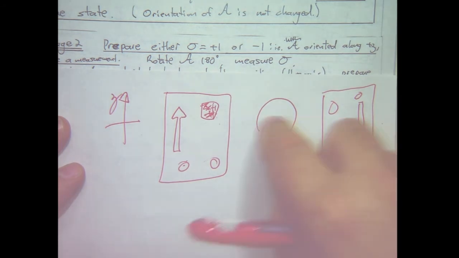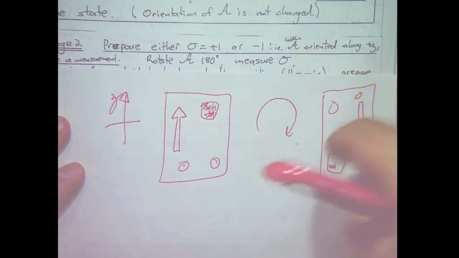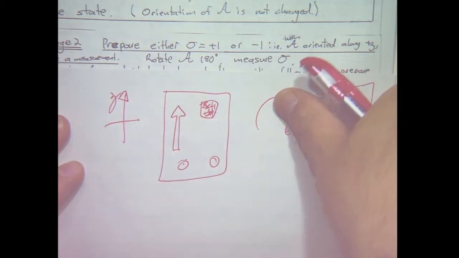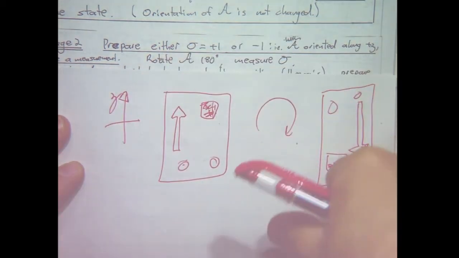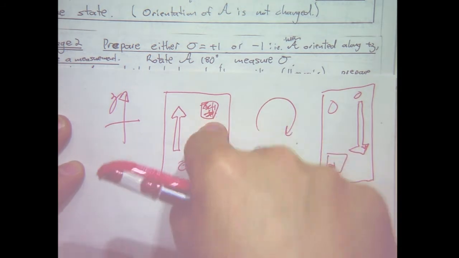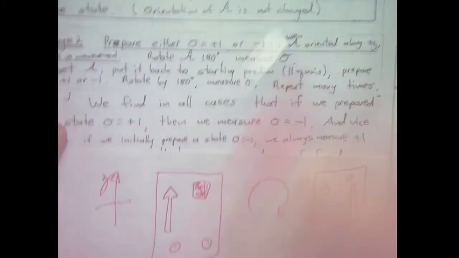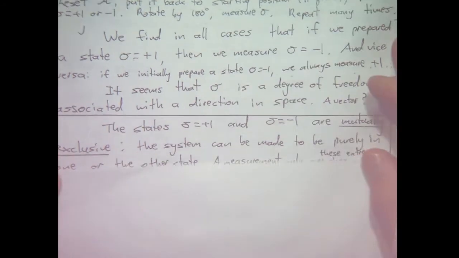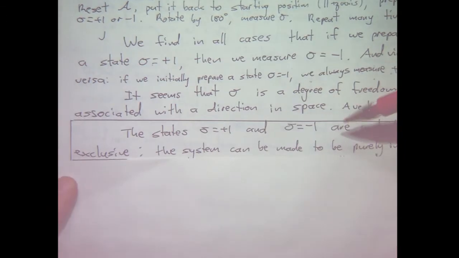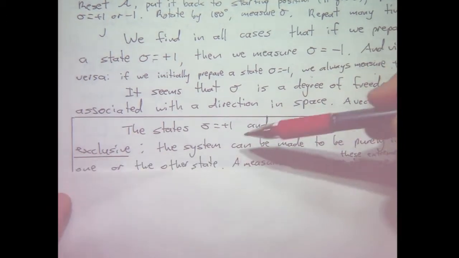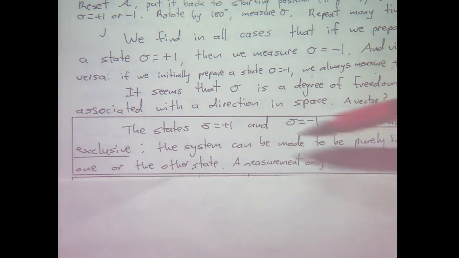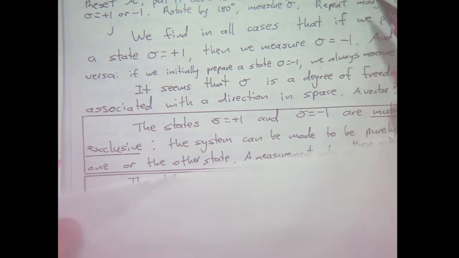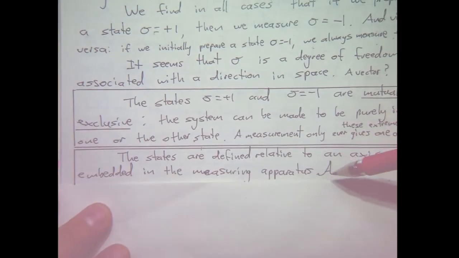Okay. And now, the sequence would be measure, turn, measure, get something, reset, put it back up that way, prepare it again, turn it around, measure. Prepare it again, turn it around, measure. Okay? That's the sequence. So after each measurement, you prepare it. Right. So it certainly seems as if the states plus one and minus one are mutually exclusive, which means that the system can be made to be purely in one or the other state. And also the states are defined relative to an axis embedded in the measuring apparatus.